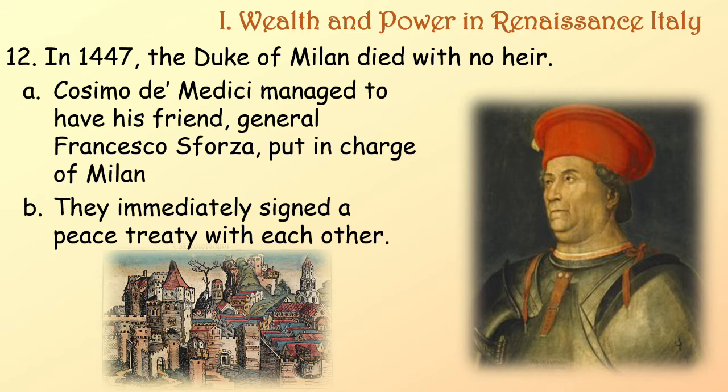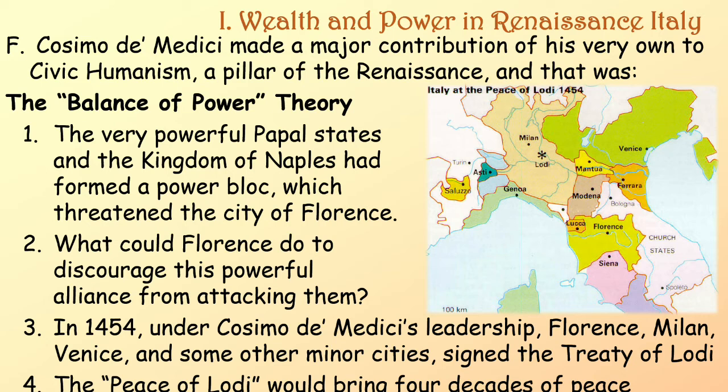In 1447, the Duke of Milan died with no heir. And so Cosimo de' Medici managed to have his friend, his general, Francesco Sforza, put in charge of Milan. And then he immediately signed a peace treaty with him. So they signed a peace treaty with each other. Of course, they're friends.